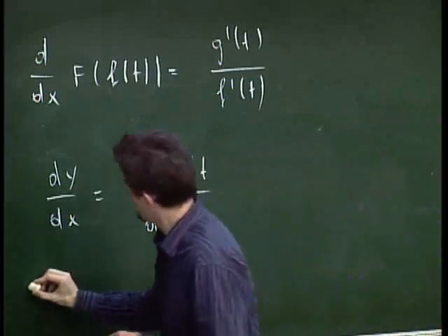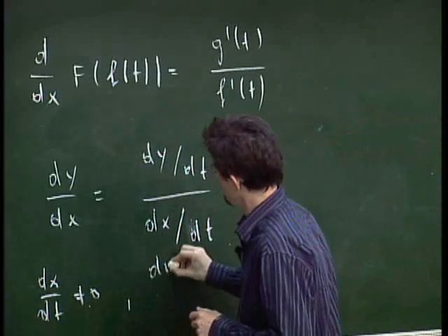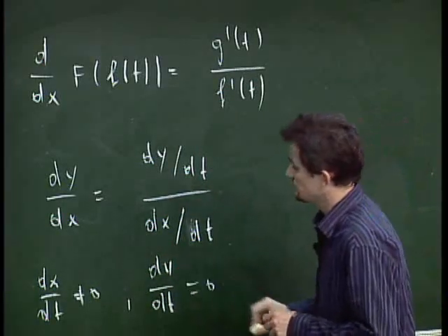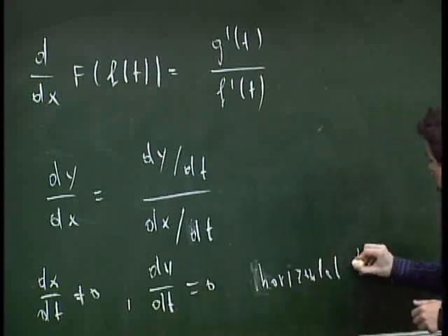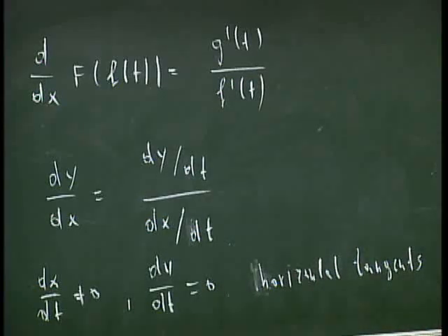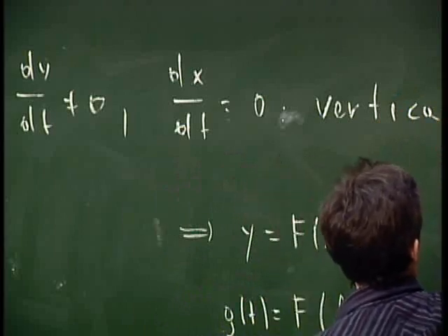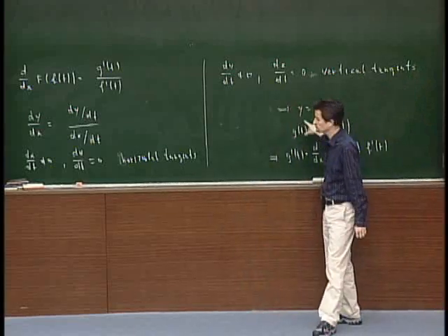You see that if dx over dt is not equal to 0, but dy over dt is equal to 0, then what we get are horizontal tangents. And if it is the other way around, if dy over dt is not equal to 0, and dx over dt is equal to 0, then what we get are vertical tangents. If both are 0, you get nothing, because you're not allowed to do this if both are 0.